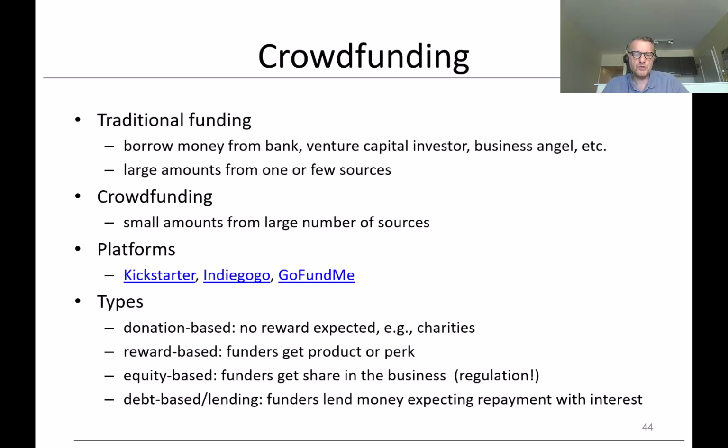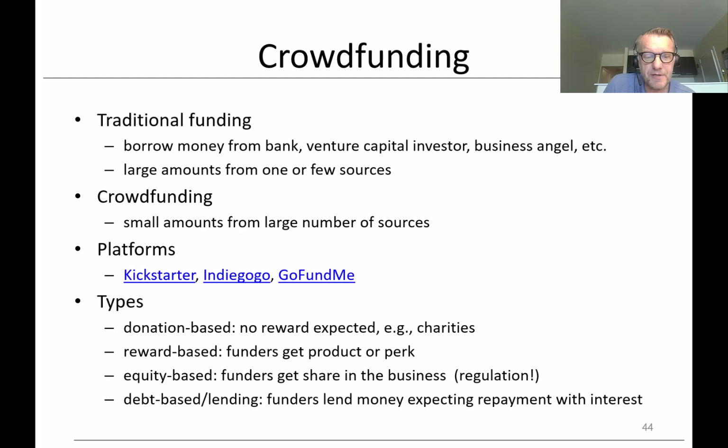Usually, the way funds were acquired was that money was borrowed from a bank, from a venture capital investor, or money was received from a business angel. So we got large amounts from one or a few sources. In crowdfunding, we get small amounts, but from a large number of sources. So small amounts, but from large numbers. A lot of people can actually sponsor a project and invest small amounts to gather a big amount in order to launch a new product, launch a new project, and so on.